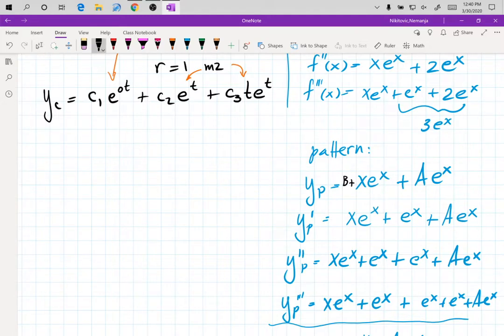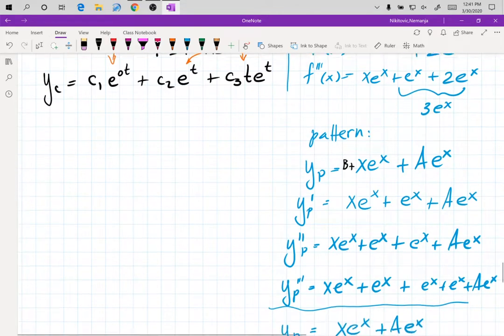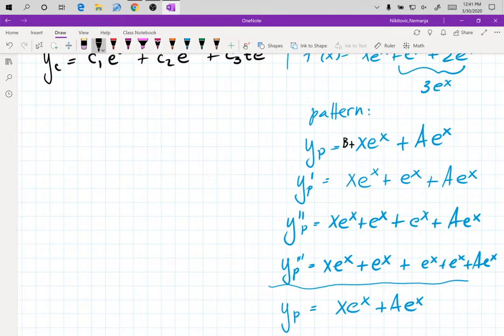So we go b plus x e^x. Now the derivative of b is going to be 0 here, so we don't care about b anymore. x e^x plus e^x. That looks good, because the derivative of this is that, then that one, e^x, yep, and then this one gets another one.